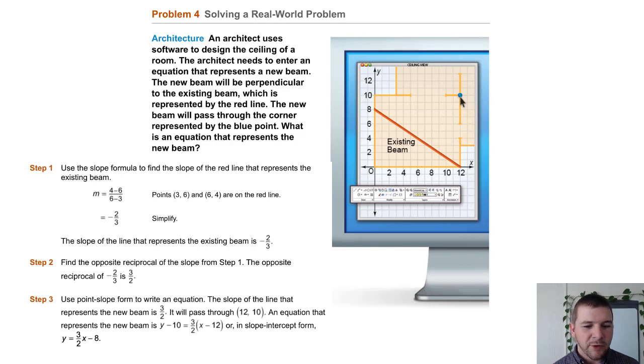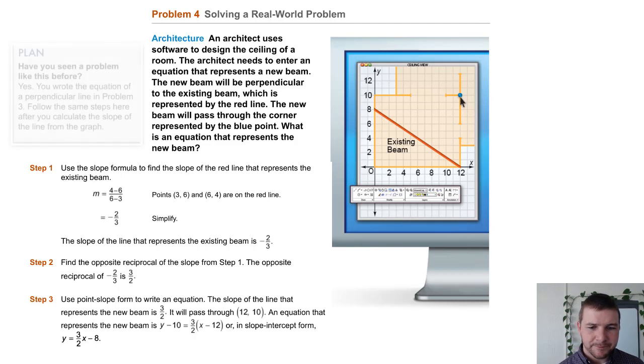Step 3, use point-slope form to write an equation. The slope of the line that represents the new beam is 3/2, and it will pass through the point (12, 10). An equation that represents the new beam is y minus 10 equals 3/2 times the quantity x minus 12, or if we take the time to rewrite it in slope-intercept form, y equals 3/2 x minus 8.